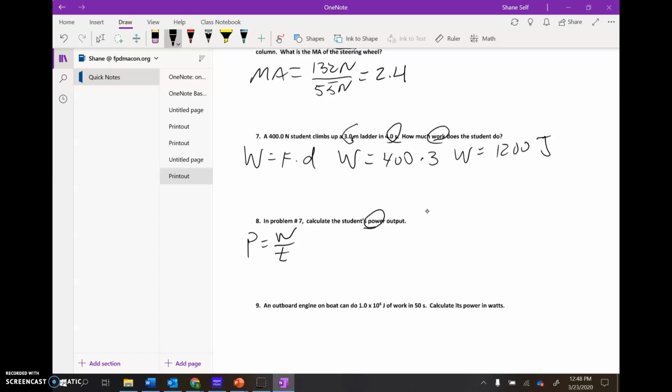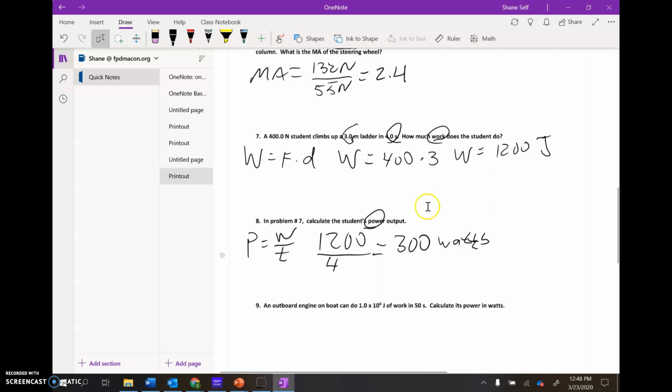Cool. Here's our time right there. All right, so work is equal to 1,200 divided by 4 seconds, which gives us a power of 300 watts. That's what our power is, 300 watts.